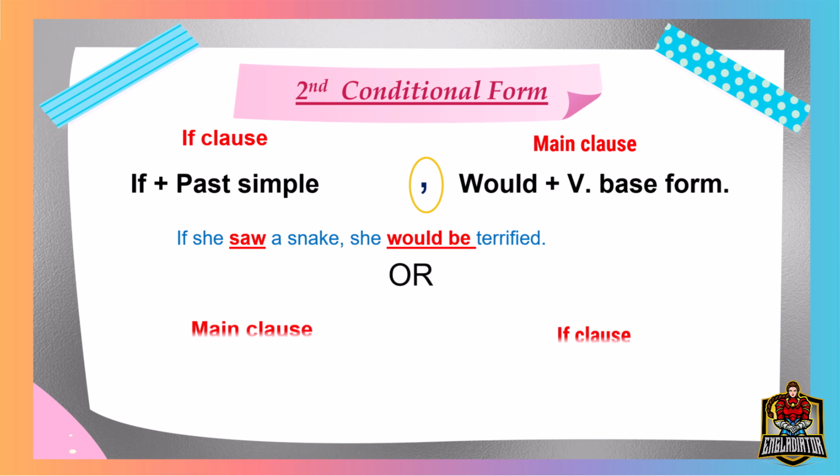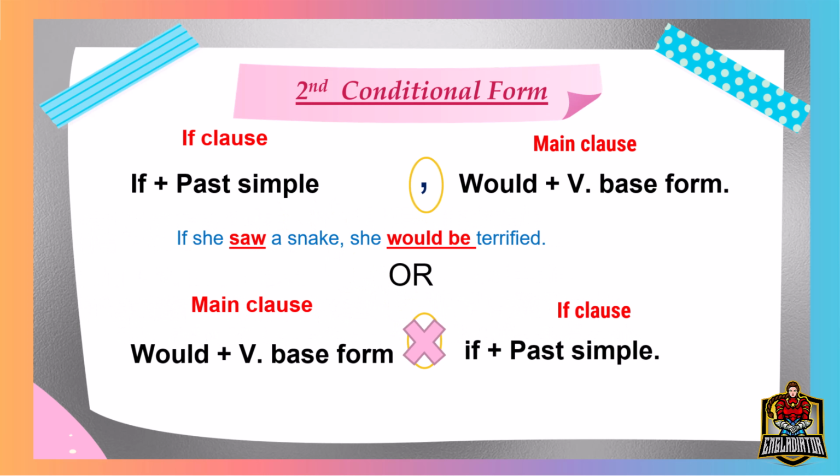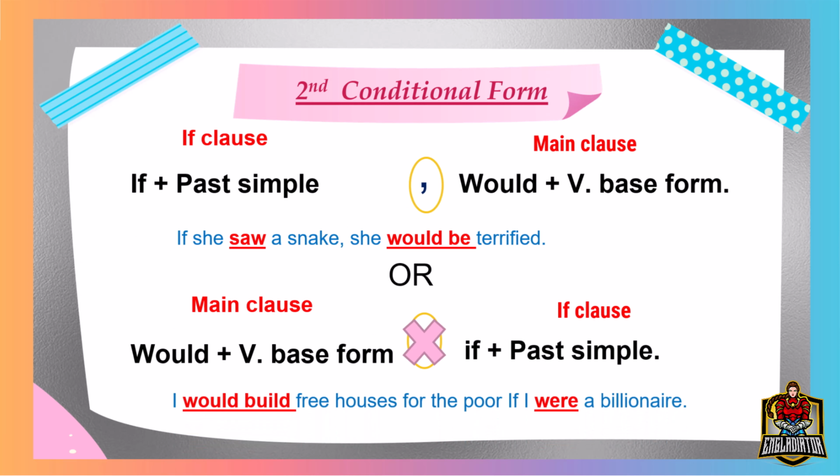We have another option to start with the main clause followed by the if clause, but in that case, as we said before, we have to delete the comma in the middle. For example, I would build free houses for the poor if I were a billionaire.